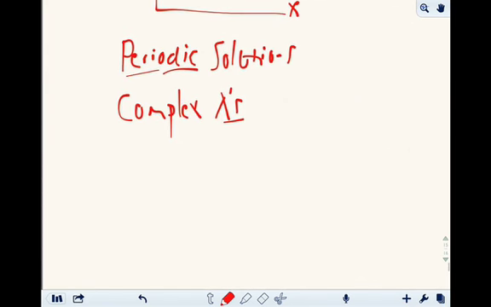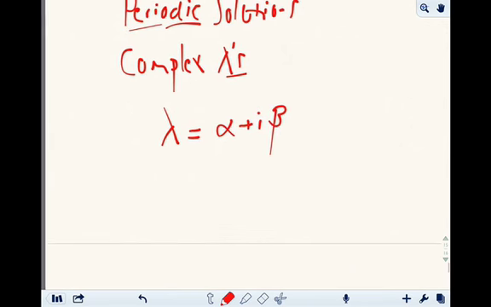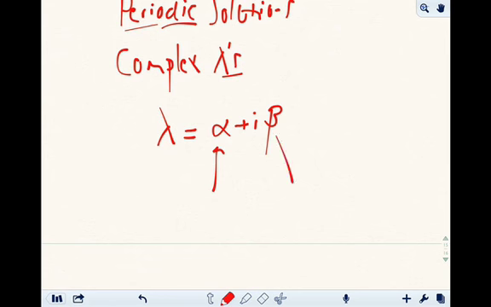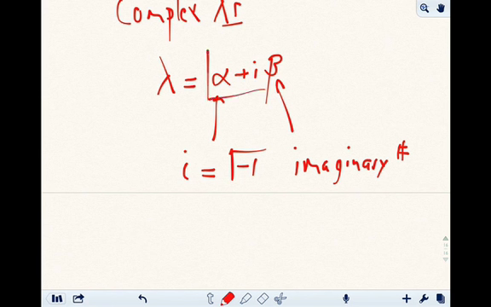Now, in general, a complex number can be written in the form lambda, we'll write as an eigenvalue, alpha plus i beta. A complex number has a real part. It has an imaginary part. And i, which we defined in the previous unit, is the square root of minus 1. By definition, that is the imaginary number. So a general complex number can be written by this. If it's purely real, beta will be 0. If it is purely imaginary, alpha will be 0.